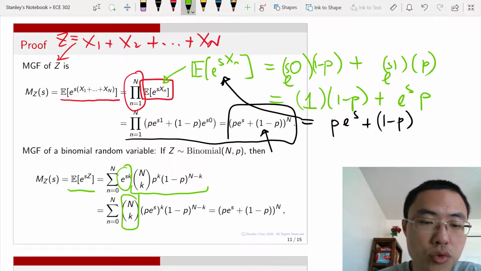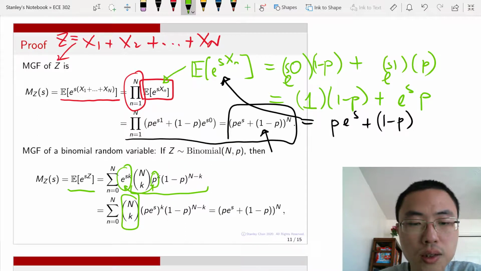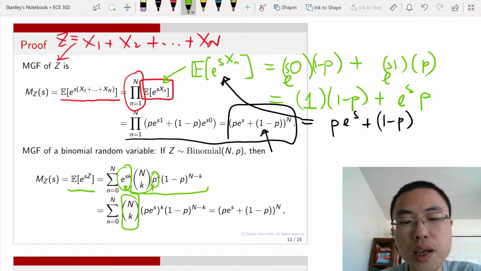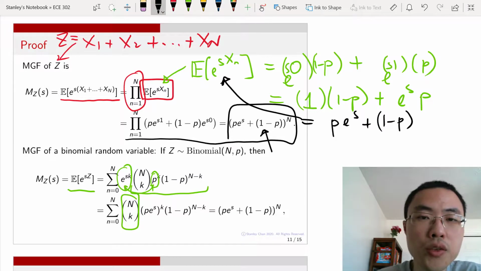I can keep the n choose k term, and then I have p times e to the power s. This p comes from here, and then I group the two together. And then I take this p times e to the power s to the power k, and then I have 1 minus p to the power n minus k. So how do I take this summation?